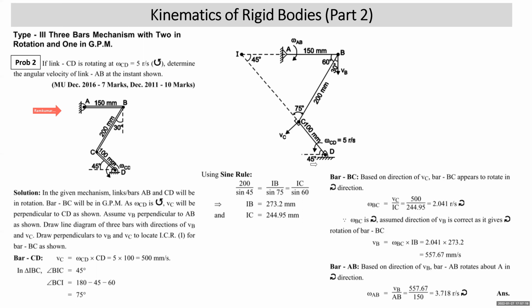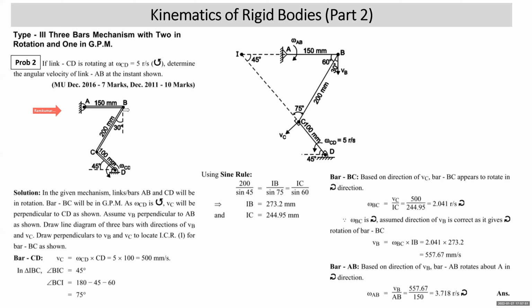Omega CD is 5 radian per second anti-clockwise. Length CD is 100 mm. Velocity of point C will be perpendicular to CD and it will be down this way. Velocity of point C will be omega CD into length CD. Omega CD is 5, length CD is 100, so VC is 500 mm per second.